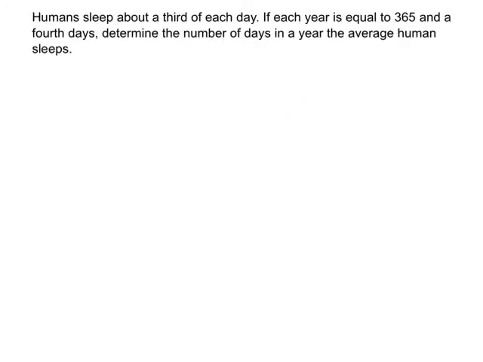Humans sleep about 1/3 of each day. If each year is equal to 365 1/4 days, determine the number of days in a year the average human sleeps. So we're looking at 1/3 of each of our days. In 1 year, I have 365 days and a 4th of a day, because of a leap year. And "of" tells me that I need to multiply, and I'm going to take 1/3 of that.